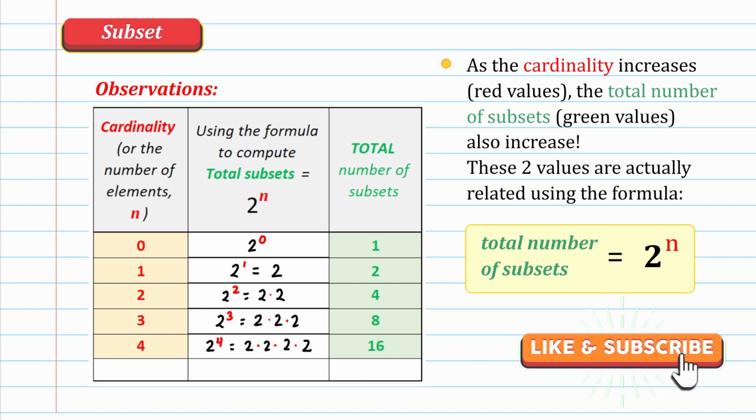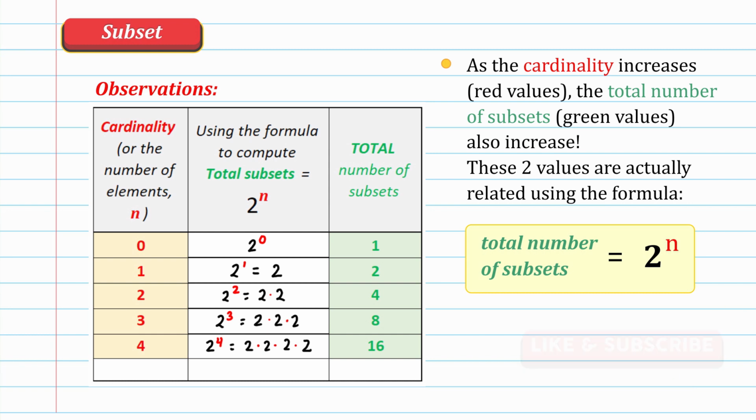Now with this formula, we can actually get the number of subsets of any set even without listing all the subsets, just like what we did with sets Z and A. The formula works, use it confidently.